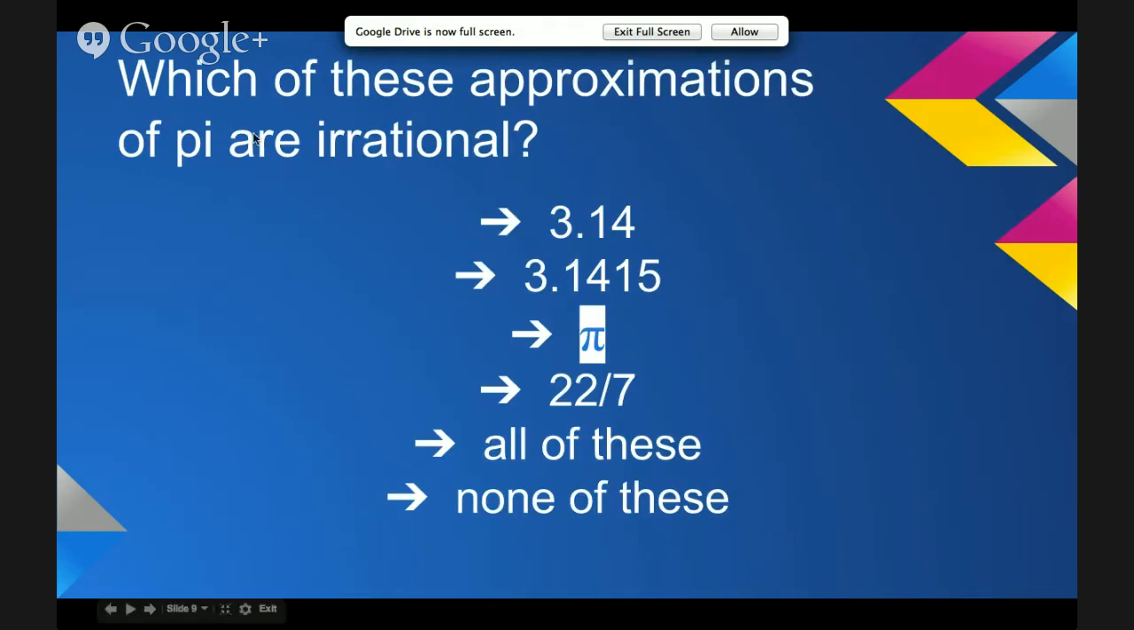Alright, here's another little question for you guys. Which of these approximations of pi are irrational? So there's 3.14, 3.1415, pi, 22 over 7, or all of these, or none of these. So I'll give you a second to think about that.